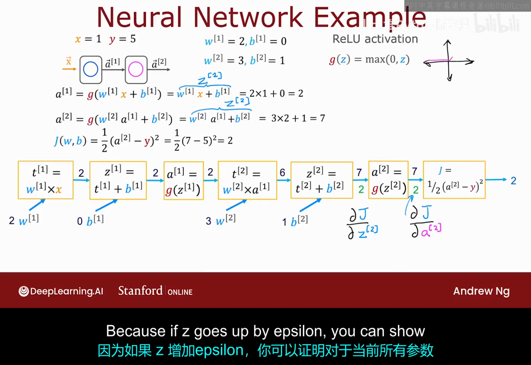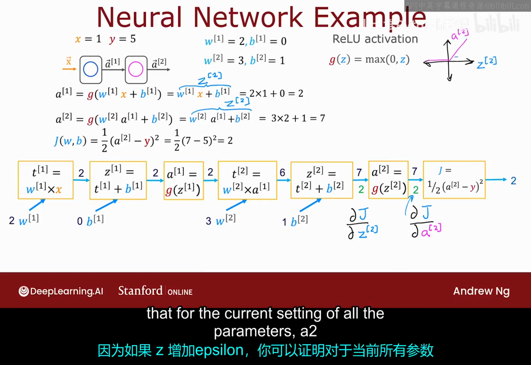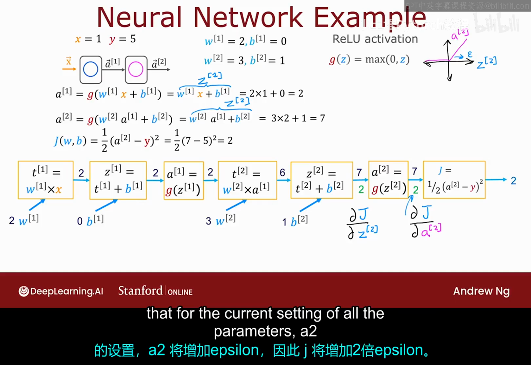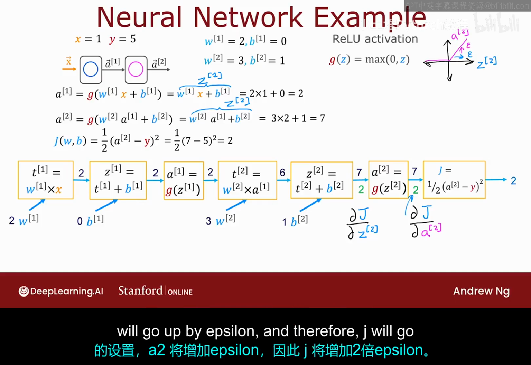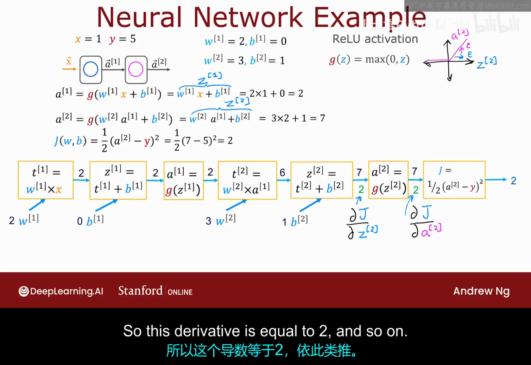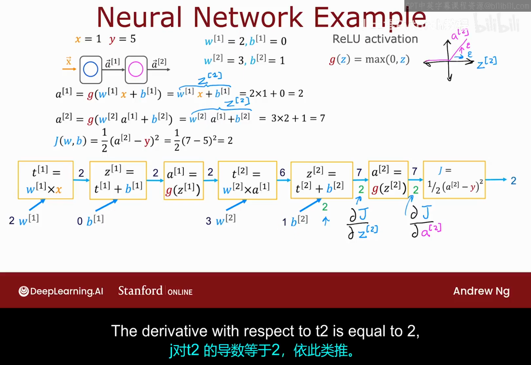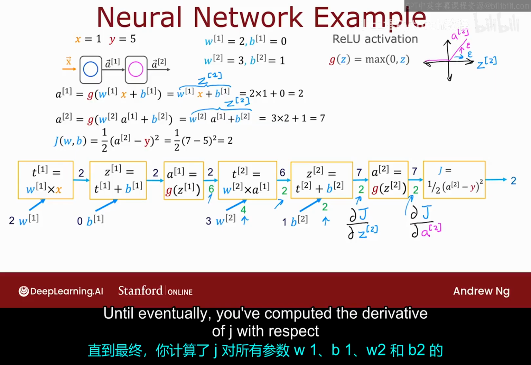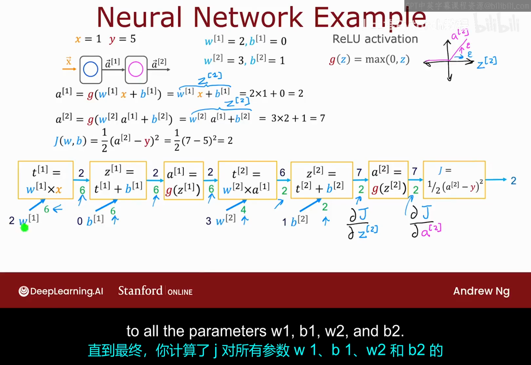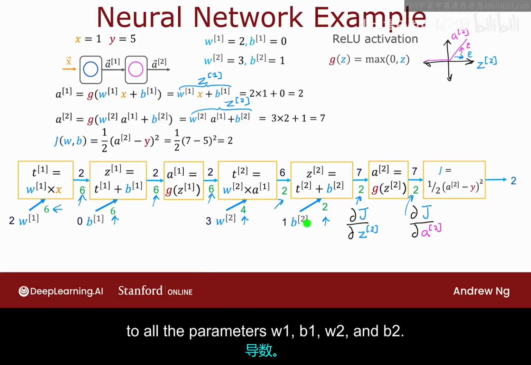Because if z2 goes up by epsilon, you can show that for the current setting of all the parameters, a2 will go up by epsilon, and therefore J will go up by 2 times epsilon. So this derivative is equal to 2. And so on. Step by step, we can then find out that the derivative of J with respect to b2 is also equal to 2. The derivative with respect to t2 is equal to 2, and so on and so forth, until eventually you've computed the derivative of J with respect to all the parameters w1, b1, w2, and b2.